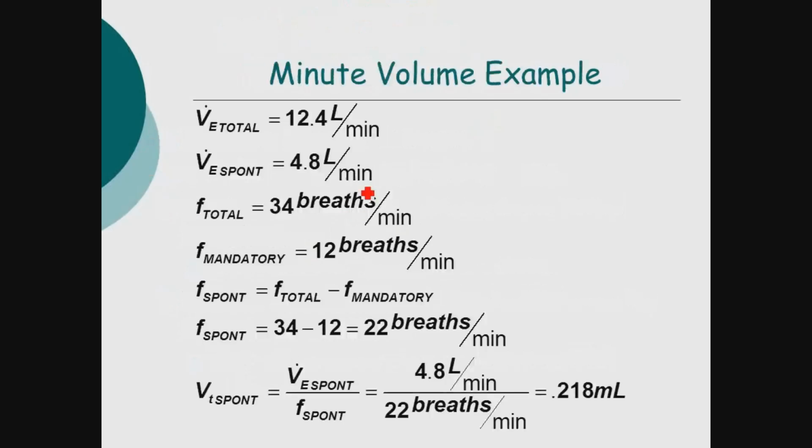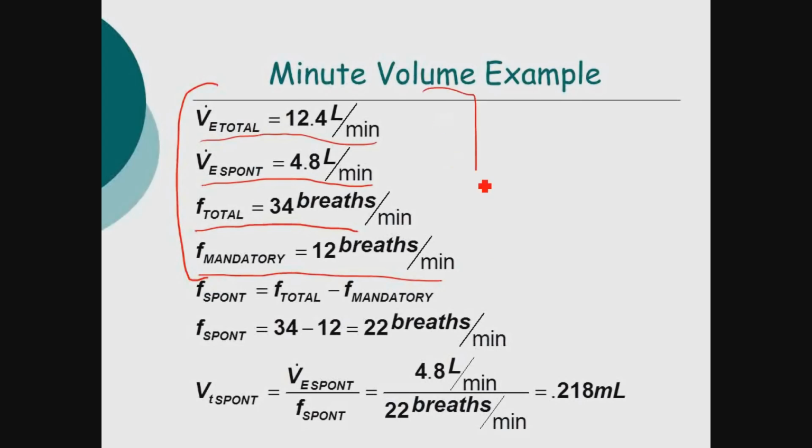So here's an example of a type of question that might appear on the next quiz. You can put a star by this. How's that? I'm going to tell you what the total minute ventilation is, and the spontaneous minute ventilation, the total respiratory rate, and the mandatory rate. So this is all information that would be given to you. Well, if I know that my total minute ventilation is 12.4, and 4.8 of that is being made up, actually, I tell you the spontaneous minute. I'm kind of a nice guy there. Let's go do the respiratory rate. It's probably a better example.